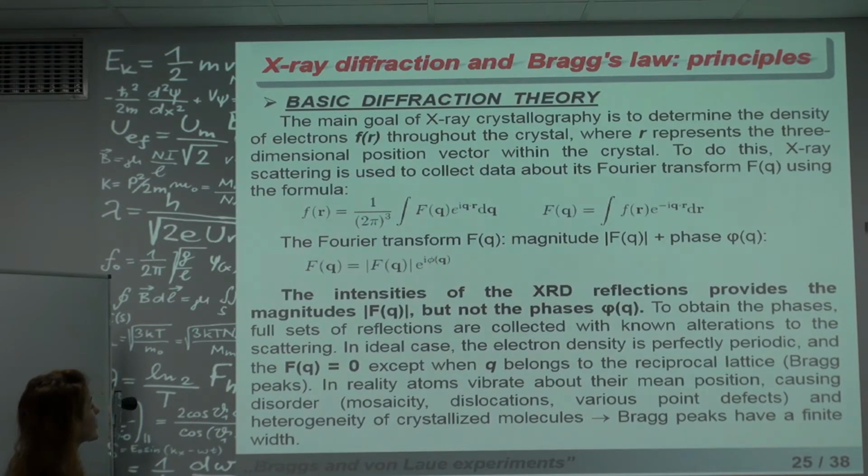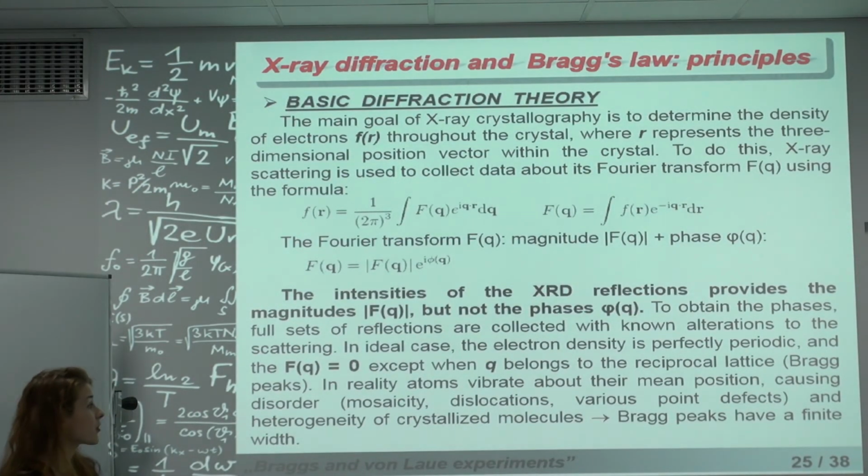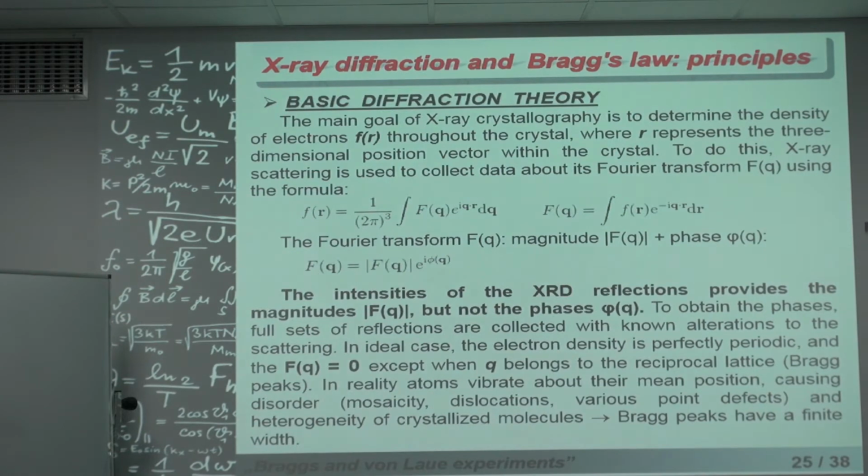It is reproduced by the formulas f of r and f of q, where we have the integral over all the values of q, where q is also a 3D vector, which represents a point in reciprocal space. And we're actually moving in the direction of this q vector. However, we get only half of the information needed. We get only the magnitude part of the Fourier transformation.